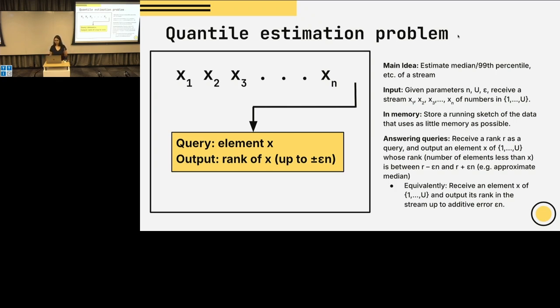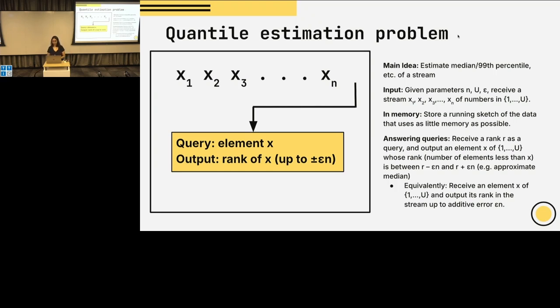So precisely what is a percentile query? You receive a rank r between 1 and n, and your goal is to output an element x whose rank, i.e. the number of elements less than x, is between r minus epsilon n and r plus epsilon n, where epsilon is some specified parameter. You can also consider the reverse version of this problem, which turns out to be equivalent: you receive an element x of 1 through u and want to output its rank in the stream up to additive error epsilon n.